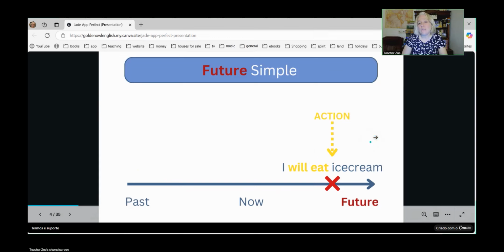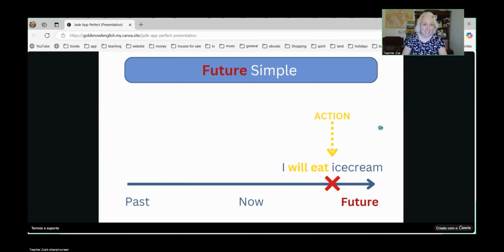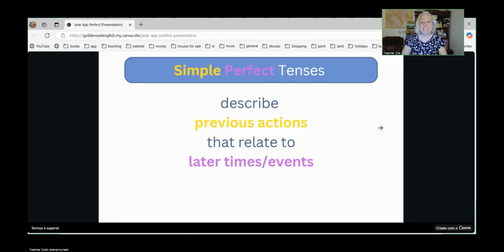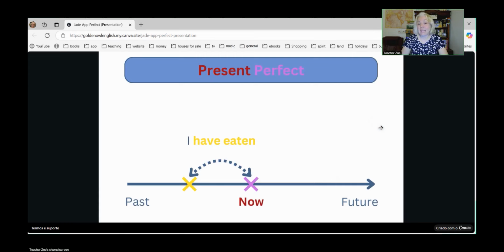So what happens if we start to think about our perfect tenses and look at them like this, visually? Hopefully that'll give us a bit more information, a better way to understand them. So the simple perfect tenses are what we're going to talk about today, and they describe how previous actions relate to later times and events. It still sounds a bit confusing, doesn't it, when we see it in words like that? So let's look at it as an image again and see if this makes it a bit clearer.